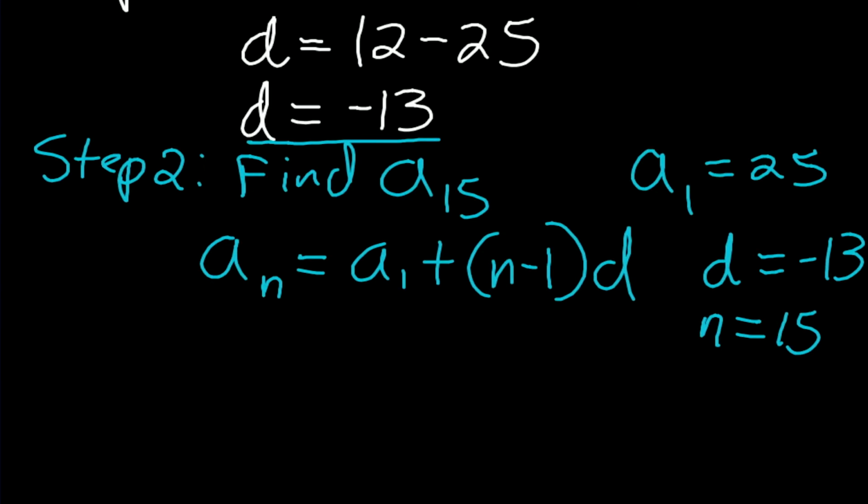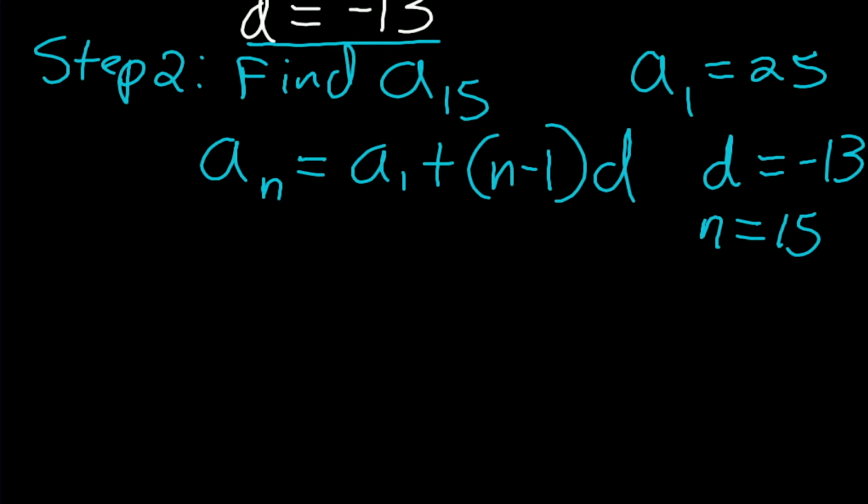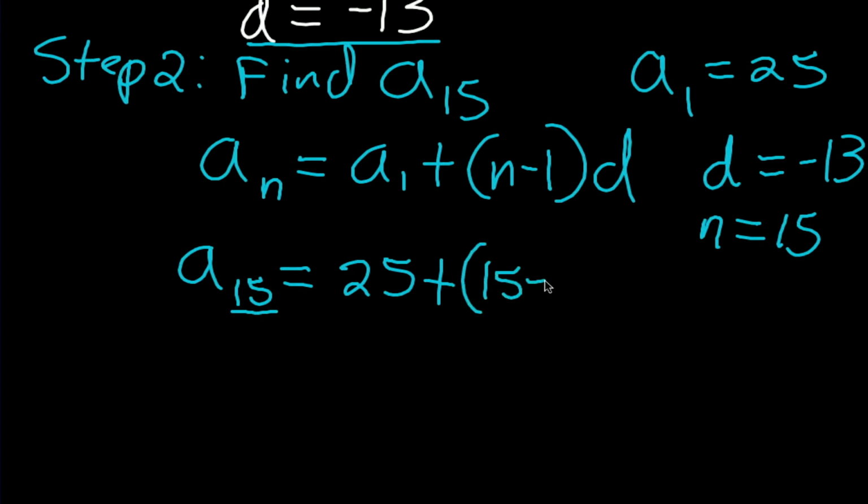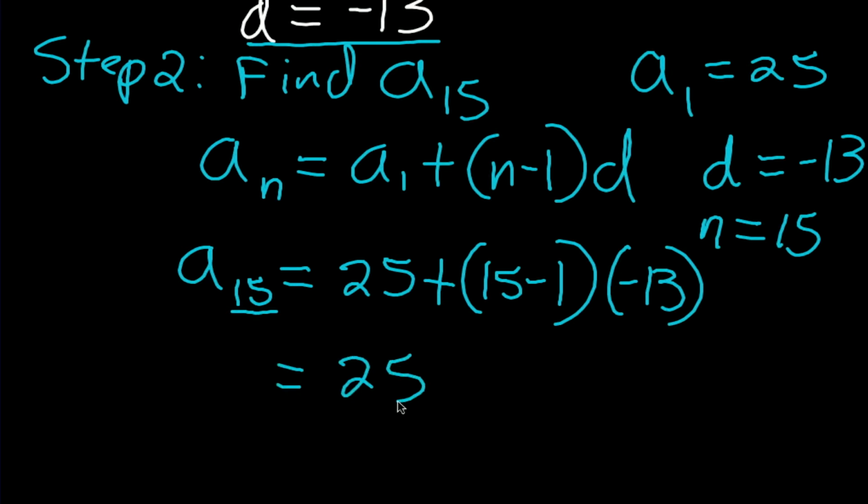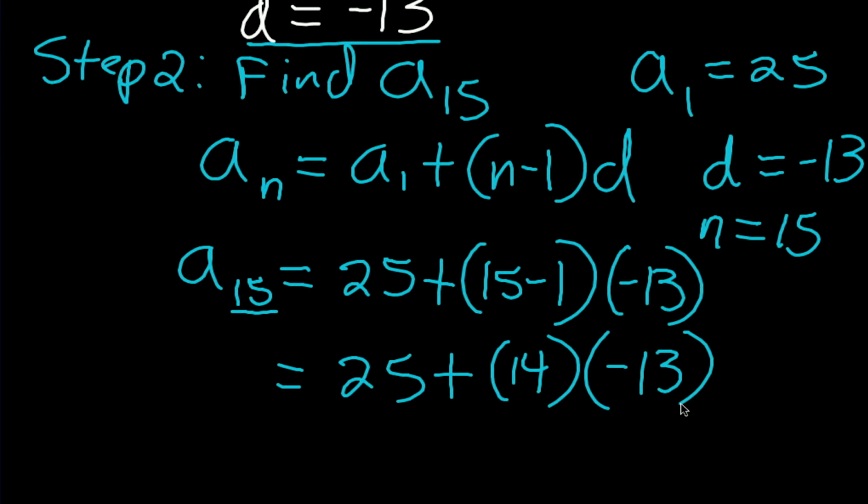All right, so now let's use substitution and put in all the things that we know. So if we do that, we know that we're finding the 15th term, a sub 15, is equal to the first term, a sub 1, which was 25, plus, remember, n is whatever that subscript is, so it's going to be 15 minus 1 times my common difference, which is a negative 13, and I'm going to put that in parentheses because I have a negative number there. So that's going to be equal to 25 plus 15 minus 1, which is 14, times a negative 13. All right, so I'm going to come over here to the side and I'm going to multiply these out.